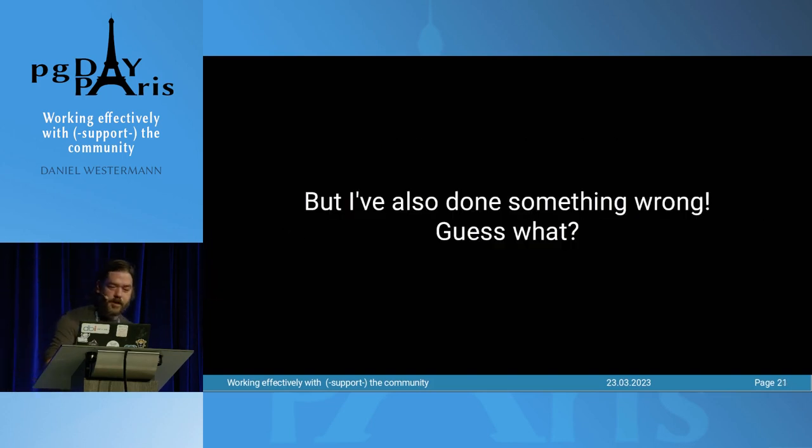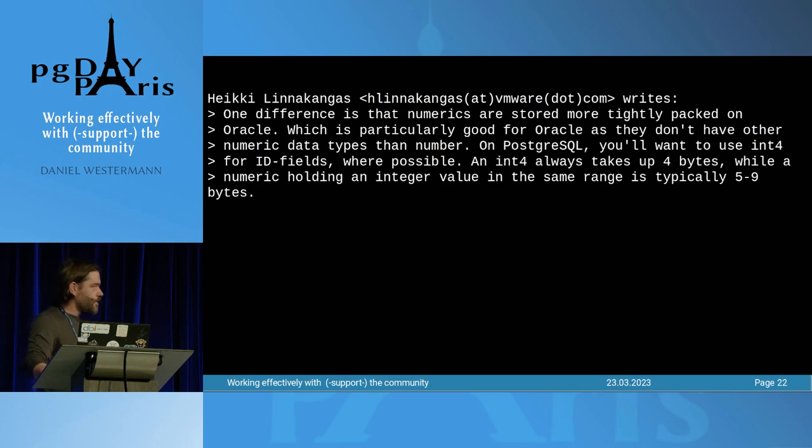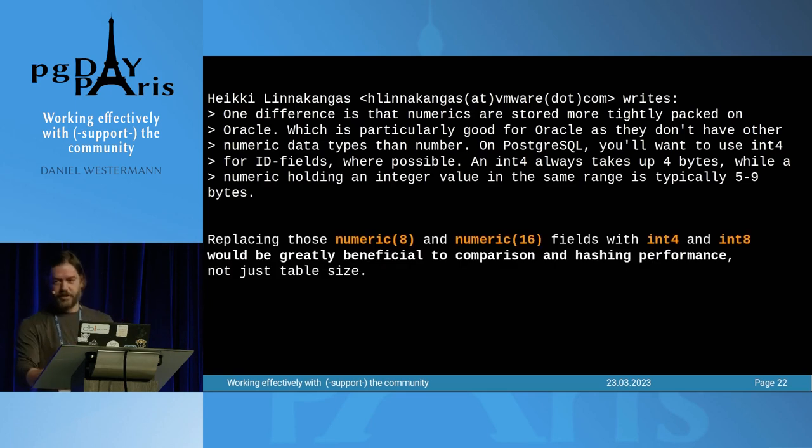So, but I've also done something wrong in that initial case. Guess what? If you read that, shouldn't take too long. So when you come from another database and you want to use Postgres, you should have a look at the data types. And I totally missed that at that time. Everything was created as numeric, and that was really slow. It's improved over the last years, but at that time, this was the killer.